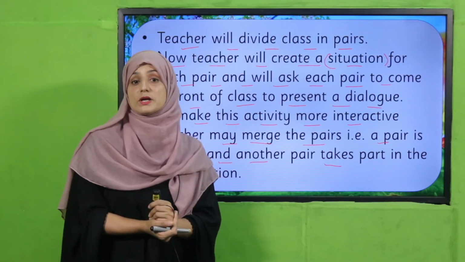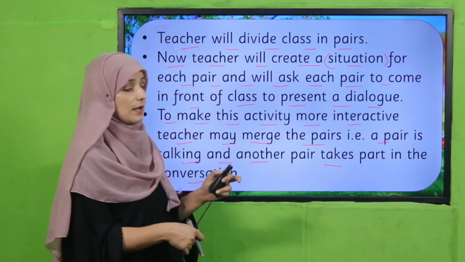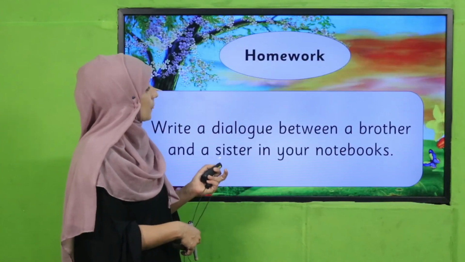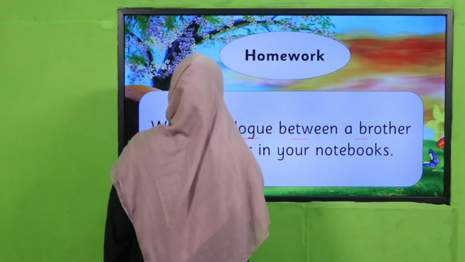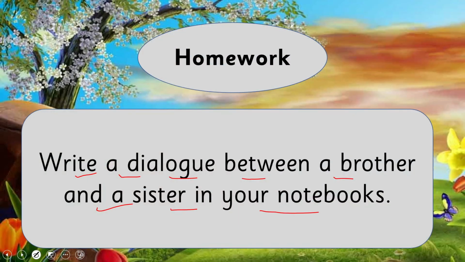Excellent job, and I hope you have done it in a nice way and enjoyed it a lot while performing this activity. So what's your homework for today? Write a dialogue between a brother and a sister in your notebook. It doesn't matter if you find another brother and sister, you can also write your own discussion in your notebook. Follow the structure you have seen in this lecture, okay?